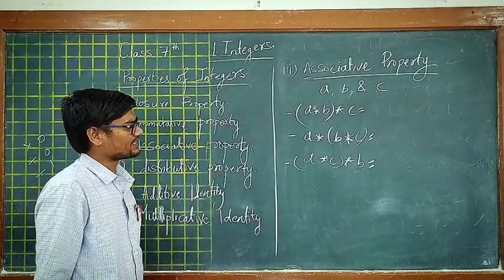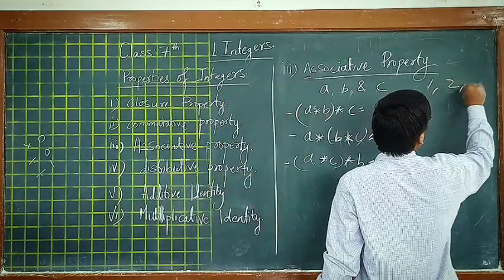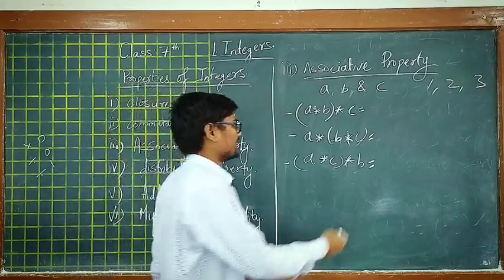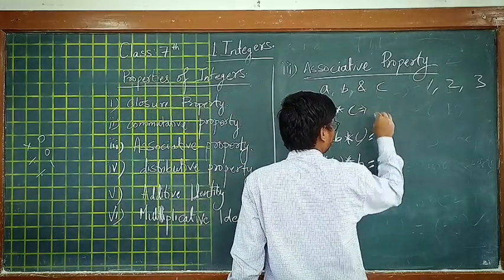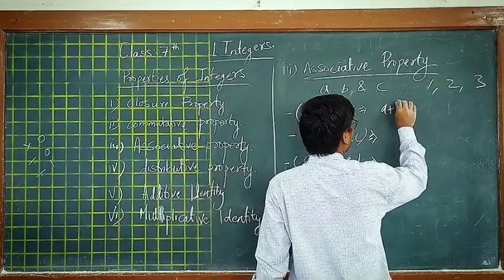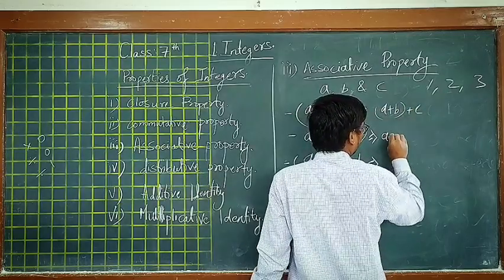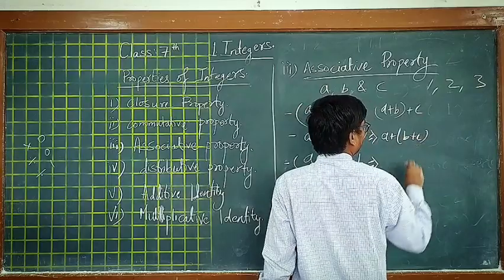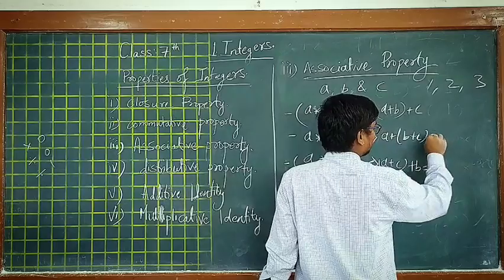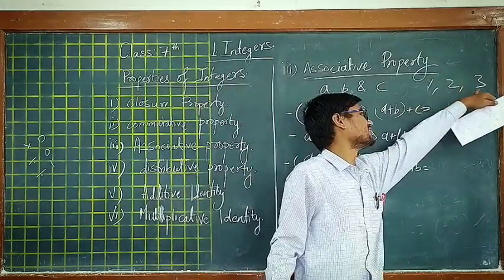Okay, now let us take the values for a, b and c integers. Let us take 1, 2 and 3 and verify whether it is true. Suppose this star is plus, then the equation becomes a plus b plus c, a plus b plus c, a plus c plus b, and let us verify whether we get the same answer. Here a is 1, b is 2 and c is 3.